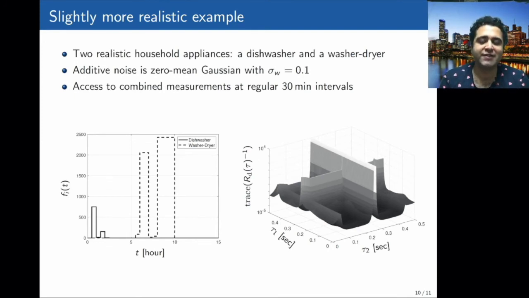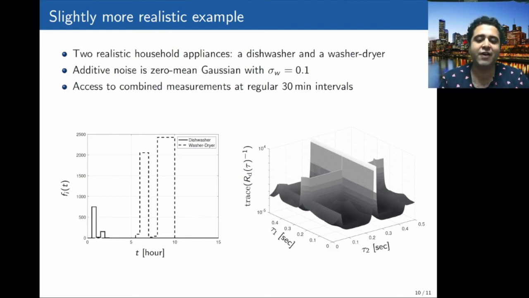In this realistic example, the loads are no longer just arbitrary on and off things. There are two realistic loads that exist in a lot of different households, a dishwasher and a washer dryer. Again, we have an additive Gaussian noise with a standard deviation of 0.1. Here we are assuming that we are dealing with, for instance, a normal smart meter that measures the consumption of the house at regular 30-minute intervals.